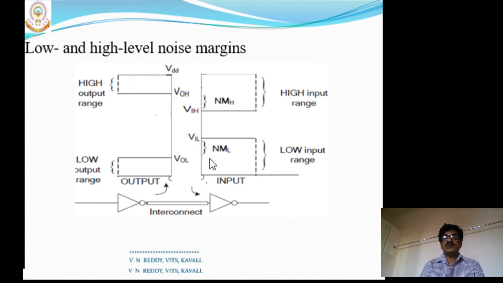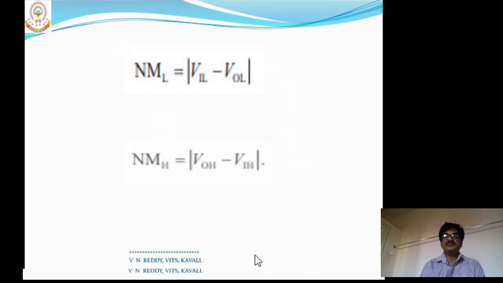So therefore, what is the expression for high level noise margin? It is VOH minus VIH. Similarly, what is the expression for low level noise margin? VIL minus VOL. Okay, so see those equations here. Low level noise margin is VIL minus VOL, and high level noise margin is VOH minus VIH. So these two are the important parameters with reference to logic gates or inverter.